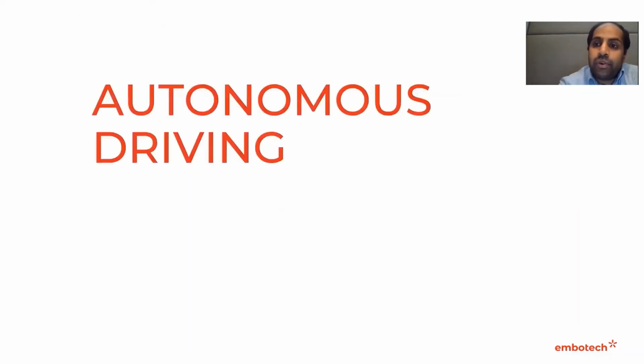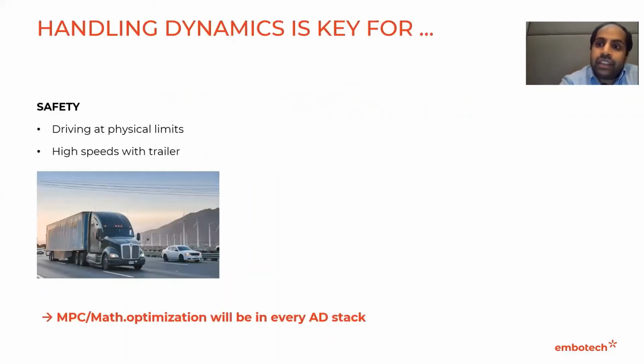Let's look a little bit more in detail into two example areas: autonomous driving, and on the other side, smart factories. Starting with autonomous driving, one key point is being able to handle the vehicle dynamics, and you need to be able to handle the vehicle dynamics for different reasons.